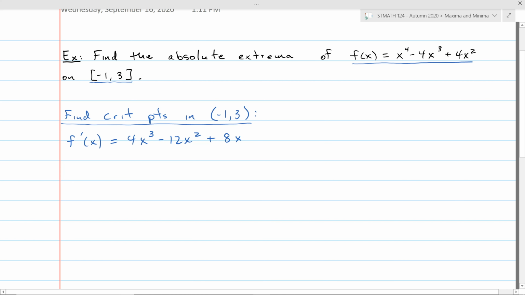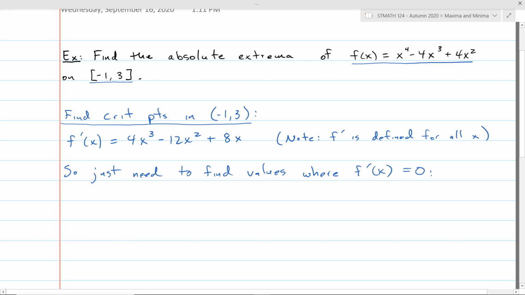And then I'm just going to make a little note here. F prime is defined for all x. So I don't need to worry about any critical values where the derivative is undefined. I only need to figure out where the derivative is equal to 0. Okay, so setting 4x cubed minus 12x squared plus 8x equal to 0, I see that I could factor a 4x out, and that'd leave me with x squared minus 3x plus 2.